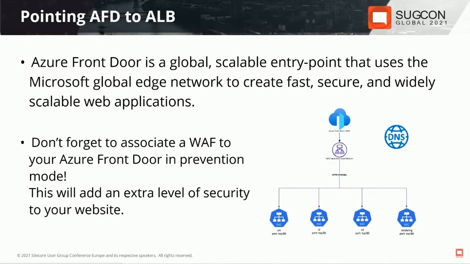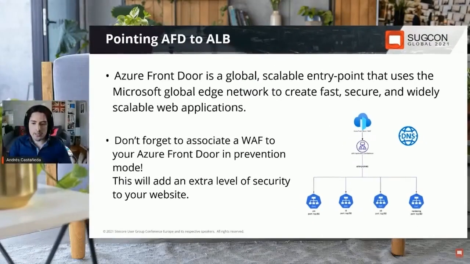So one thing that I will encourage everyone is to have a WAF for any site that you implement. In the case of Azure Front Door, or if you are using Application Gateway, when you attach the WAF, set it on prevention mode. Don't leave the default. Sometimes the default, I think, is detection, which will only log what could be blocked or not. So this will add extra security to your website.